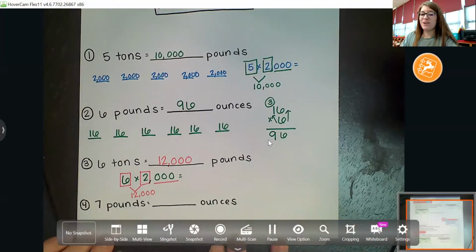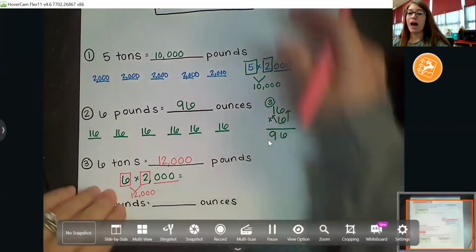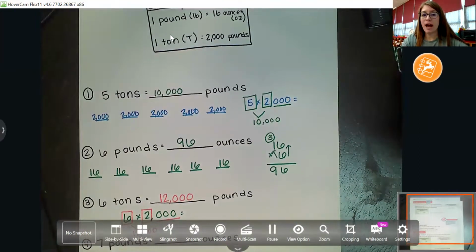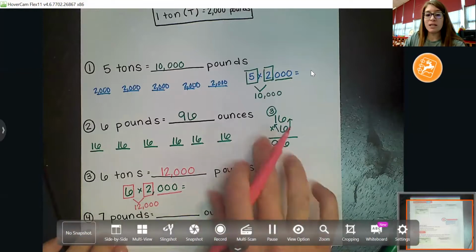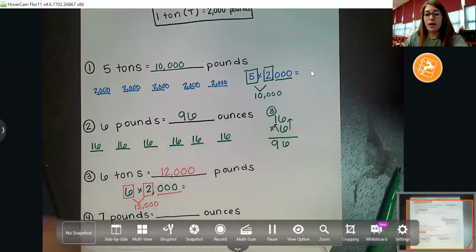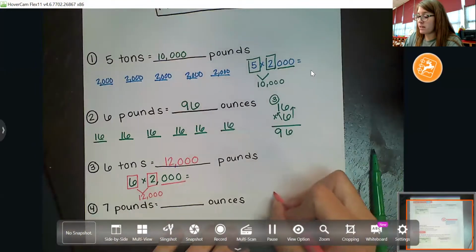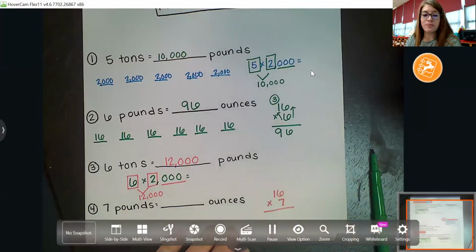All righty, one more. We're going to finish off with pounds to ounces. Now we go back up here on our conversion chart. 1 pound was equal to 16 ounces. So for every 1 pound of that 7, we've got 16 ounces. All right, so just like we did here in number 2, I'm going to go ahead and do 16 times 7.